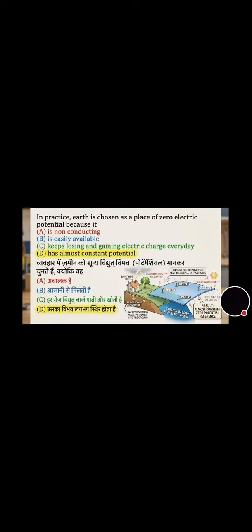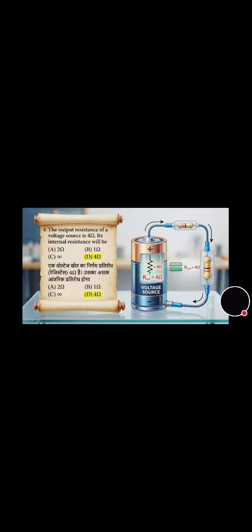And now move towards the next question. The output resistance of a voltage source is 4 ohm and its internal resistance will be how much? And its correct answer is option D, that is 4 ohm.